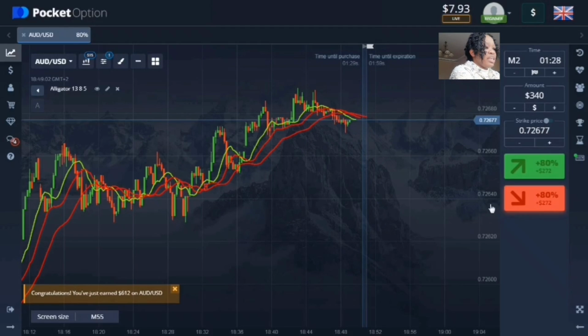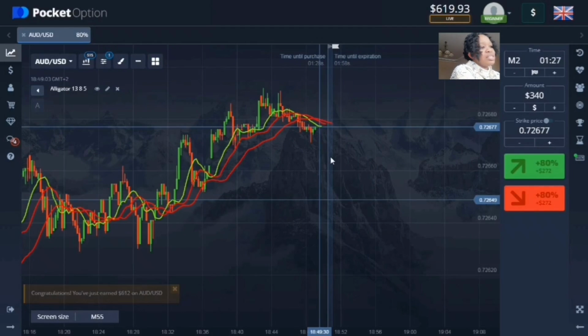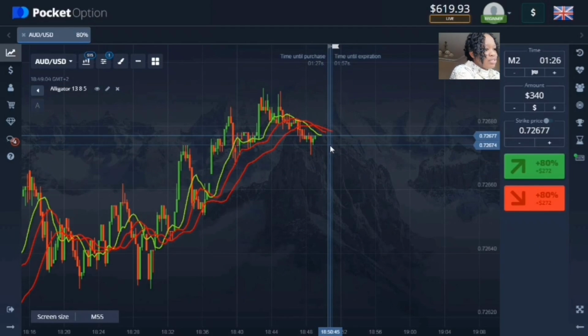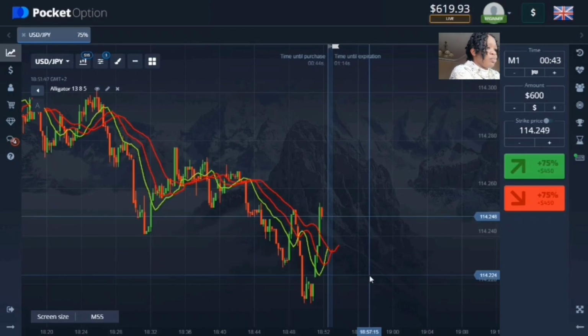Well guys, it's excellent. The price continued its downward movement and we managed to close our trade and collect our profit. 2 minutes was enough, so let's continue to the next option.